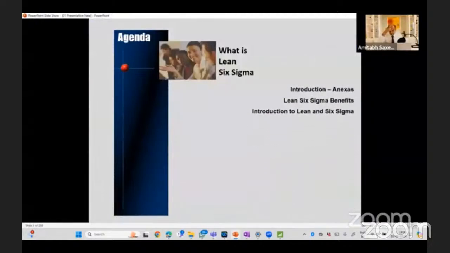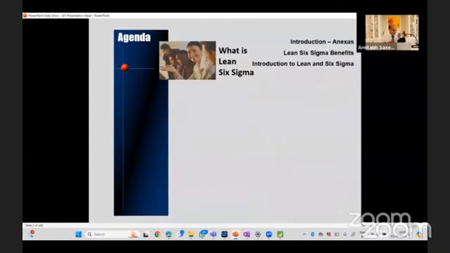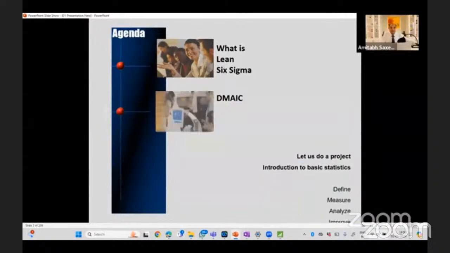So I've just made the agenda as well. As you were doing the polls, we saw that people from different backgrounds are coming in, so I have changed the agenda a little bit. I will introduce you to what is Six Sigma. Before that, of course, I'll introduce you to the organization and myself. Then after that, we'll look at Lean and Six Sigma benefits, then introduce you to Lean and Six Sigma. And after that, we'll take you through DMAIC.